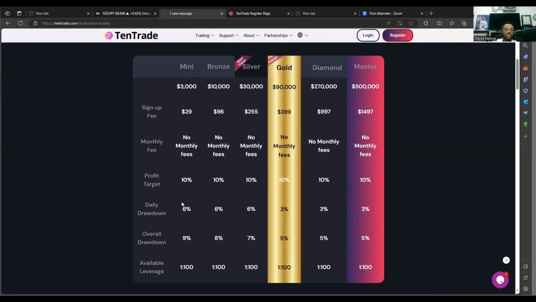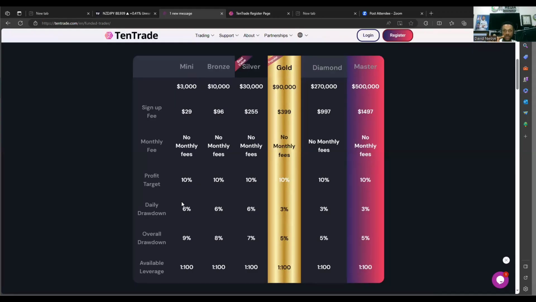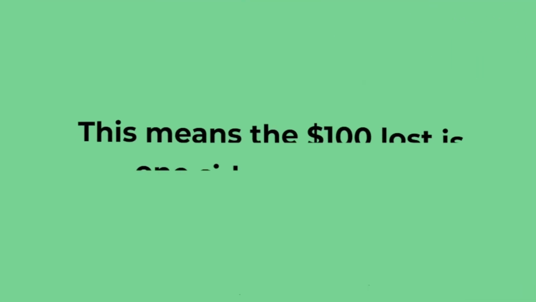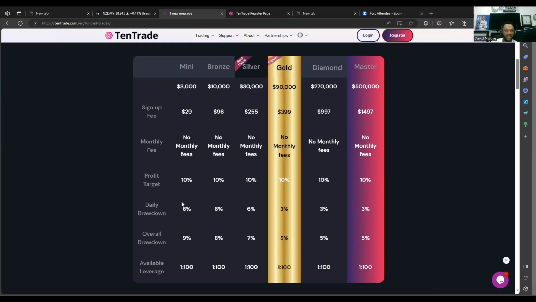All right. So what does that simply mean? It means that as long as you've not hit 180 in a day and time gets to 10 p.m., it starts all over again. A new daily drawdown starts counting. So the $100 you've lost initially is taken out of the overall drawdown of $270. So the next day you're having $170, right?